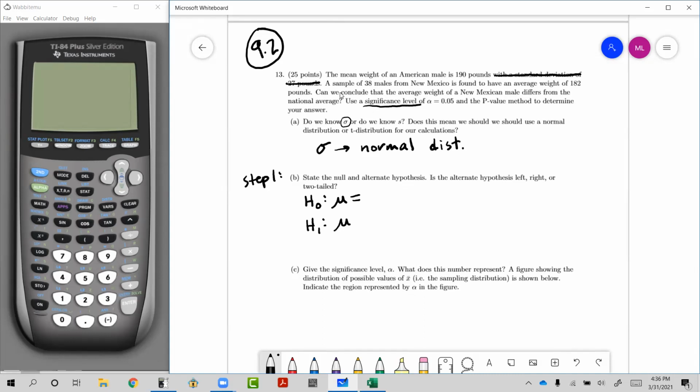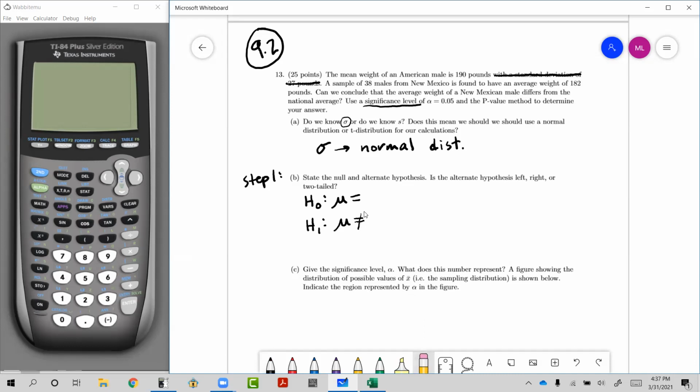So in this case, the question that's being asked is, can we conclude that the average weight of a New Mexican male differs from the national average? It's not asking if it's less than, it's not asking if it's greater than, it's asking if it differs. And that tells me that word differs is the key. This is going to be a two-tailed hypothesis. This is going to be a not equal sign.